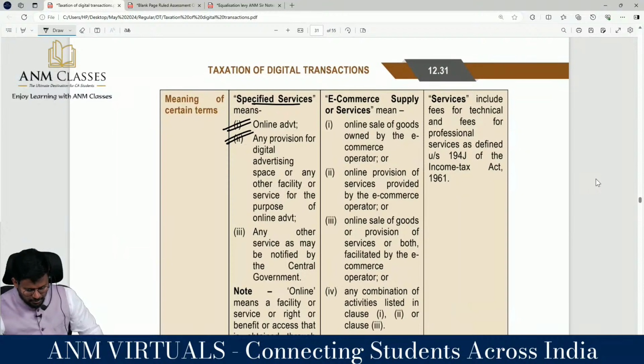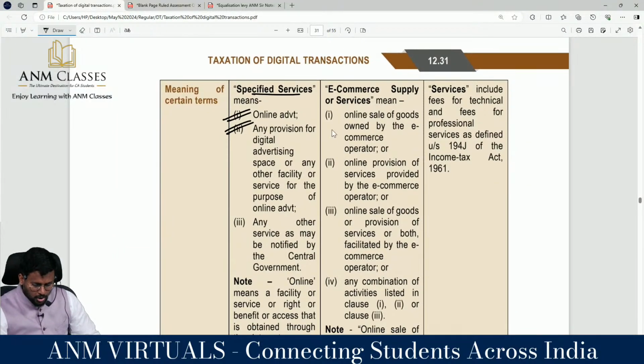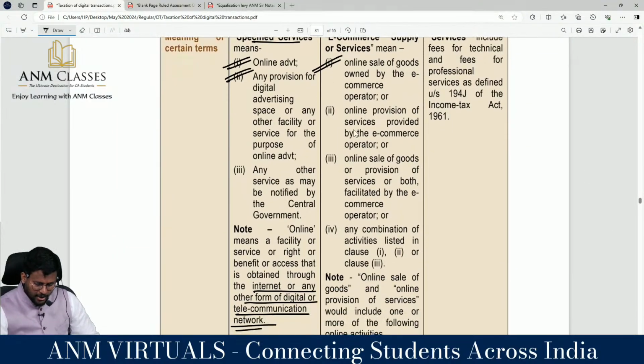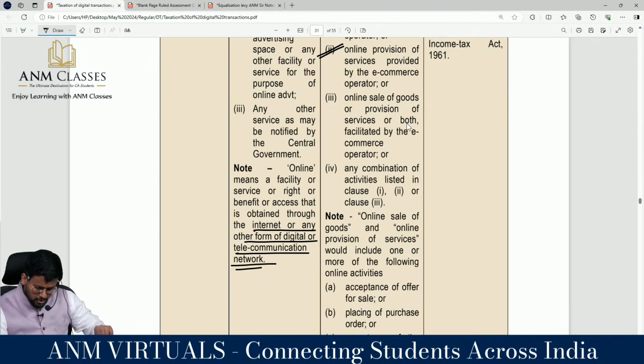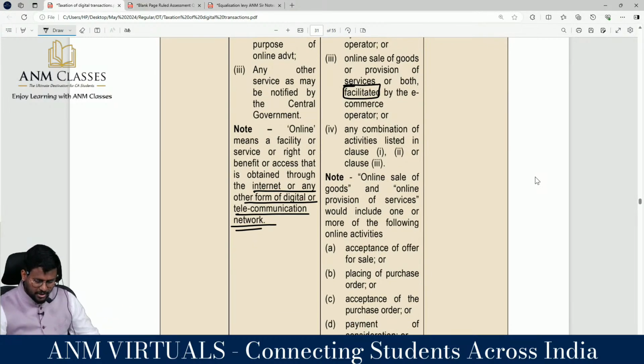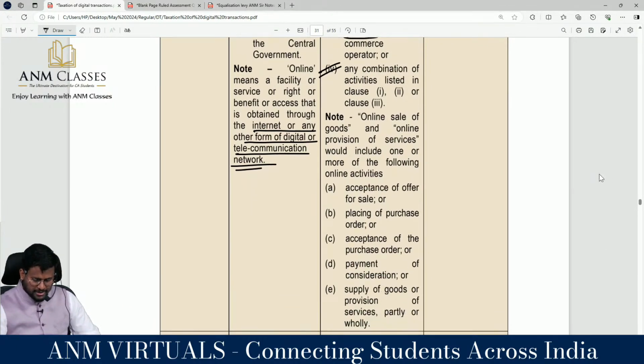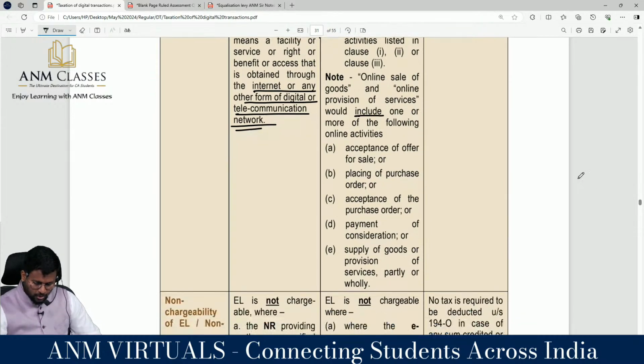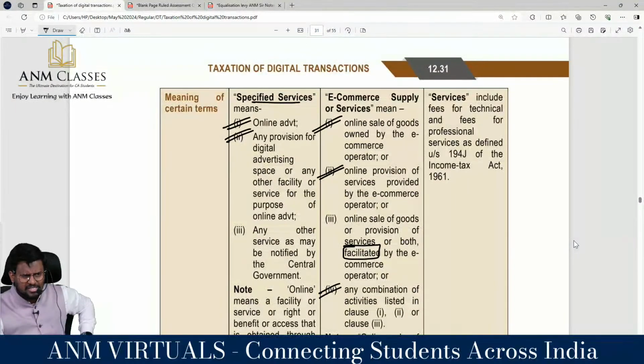E-commerce supply or service means online sale of goods owned by the operator, online provision of service provided by the operator, or online sale of goods or provision of service or both facilitated by the operator, through any combination of the activities listed in 1, 2 and 3. Online sale of goods and service would include one or more of the following online activities: acceptance of offer for sale, placing of order, acceptance of the payment, supply of goods or provision of service, partly or wholly. This we already discussed.